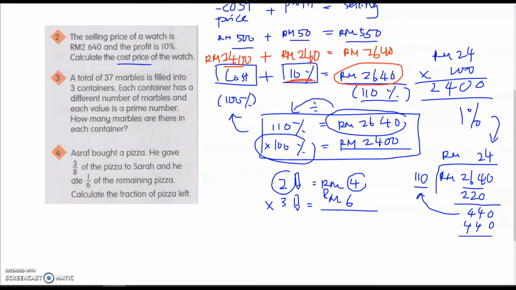So we are correct. So the cost price is 2,400 ringgit. This is the answer.